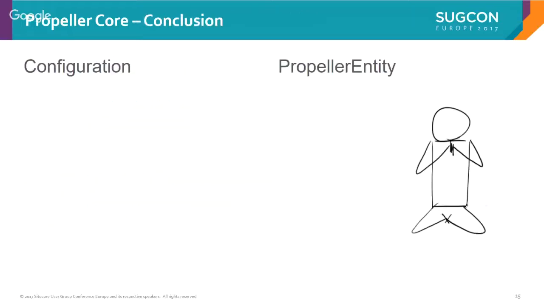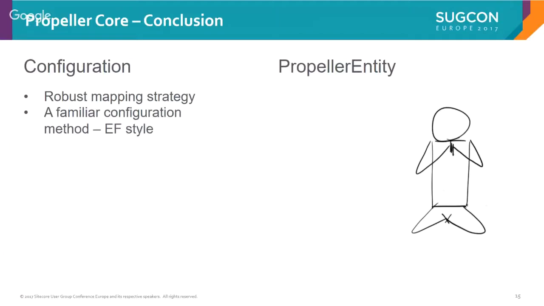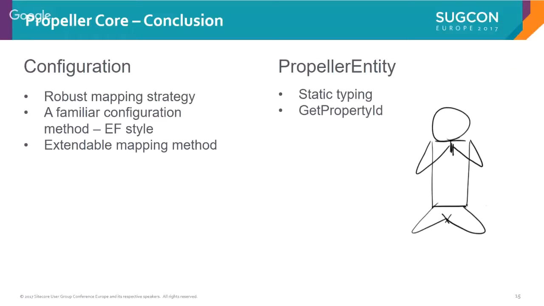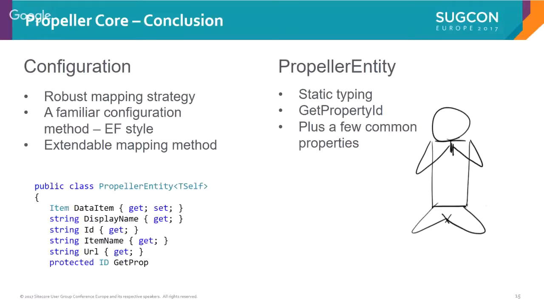So to wrap up the core, the first part was configuration. That gave us robust mapping. We had a familiar way of doing it, borrowing a little bit from Entity Framework. It's extendable, so we can bolt on more if we need to. Then we have the entity, which gives us the static typing, and it has this core method that can pull out the ID for us. And of course, it has a few other common properties that we use quite often, IDs and stuff like that. And the end result is this Propeller entity.